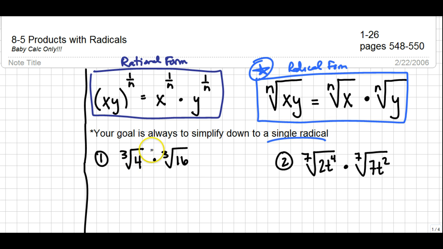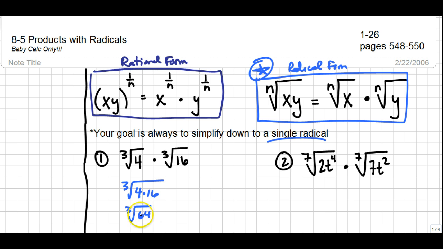So if you see here, the roots are the same. They both have a root of 3. If that's the case, then you can put them together according to this property. So the property works in both directions. If I have two that are separate, as long as the roots are the same, I can put them together. So I'm going to say 4 times 16. And then go ahead and on the baby calc figure out what that is, and that is 64.